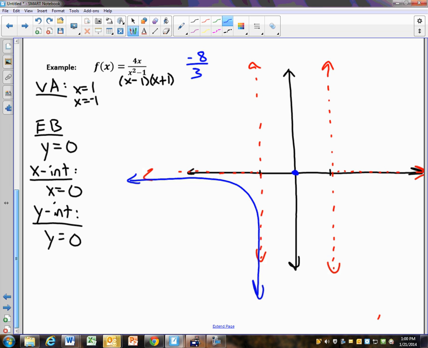Let's do the stuff on the right now. What number could you plug in on the right-hand side? 2. And if you plug in 2, you get 4 times 2 is 8, and it will be over 3. Is that going to be on the top or the bottom? Top. Because it's positive, it will be on the top.